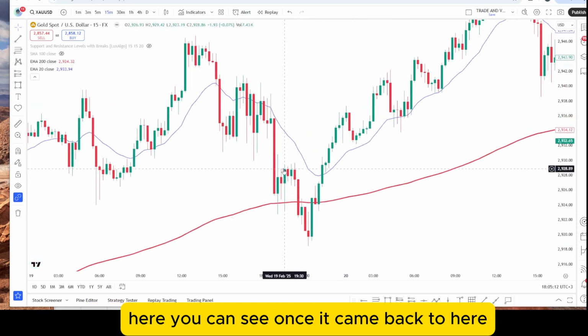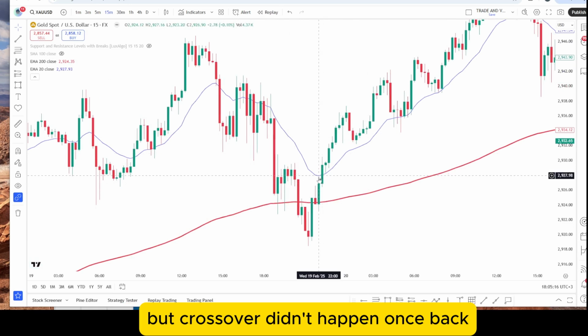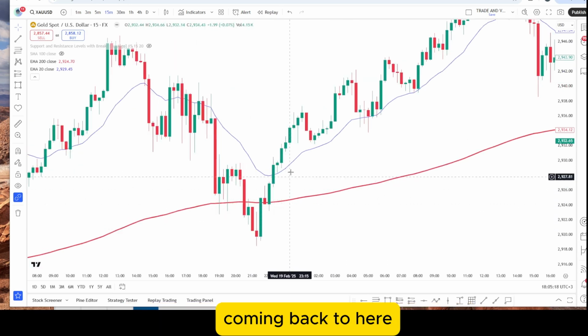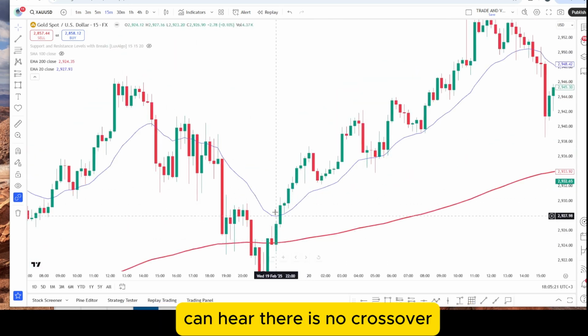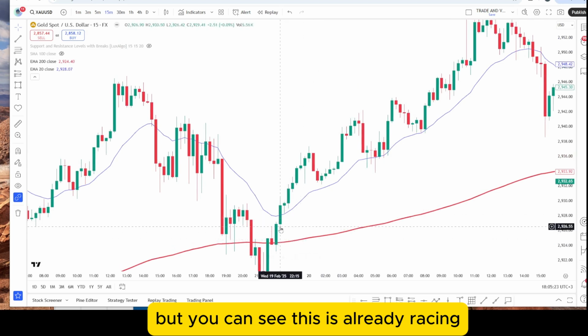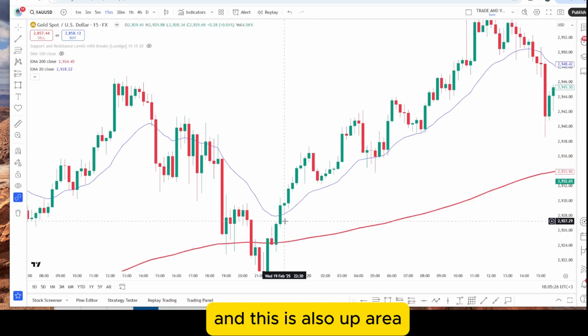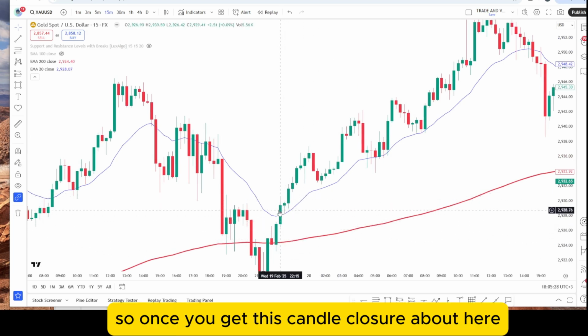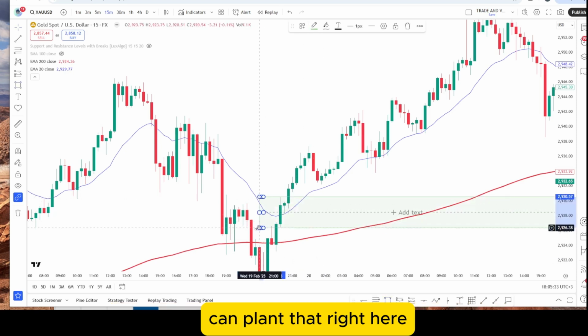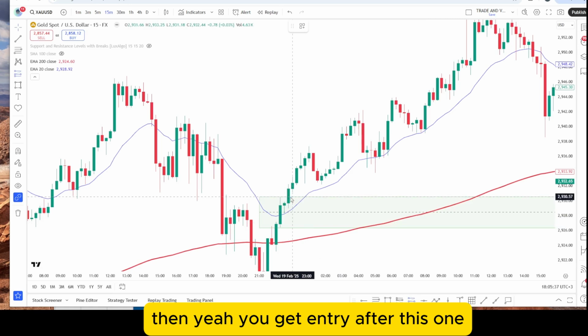So we don't have any trade opportunity here. You can see once it came back to here, the crossover didn't happen. Once coming back to here, there is no crossover, but you can see this is already rising and this is also an up area. So once you get a candle closure above here, you can plan the trade here. Then you get entry after this one.